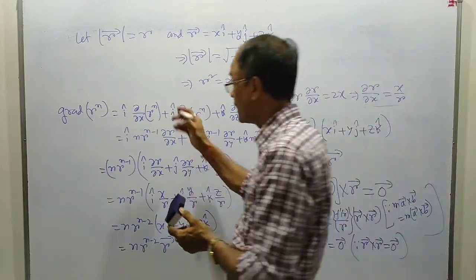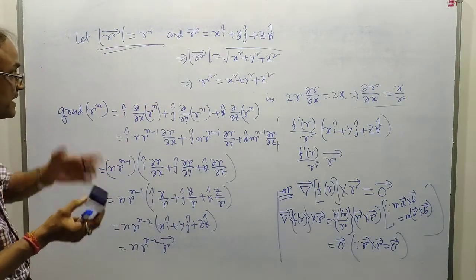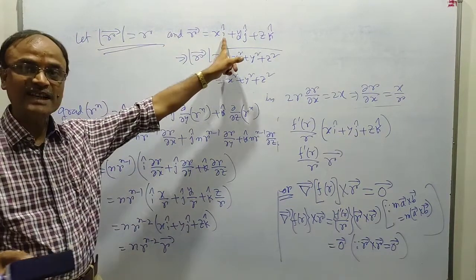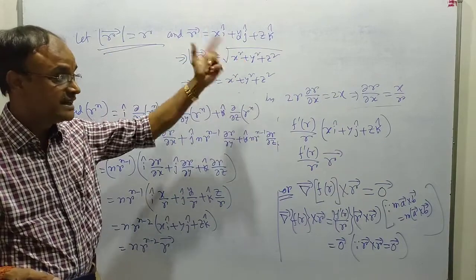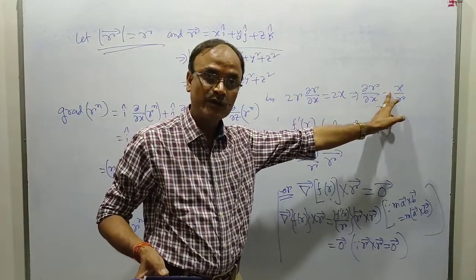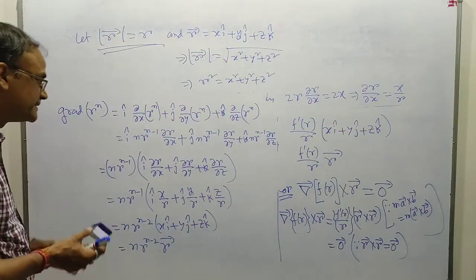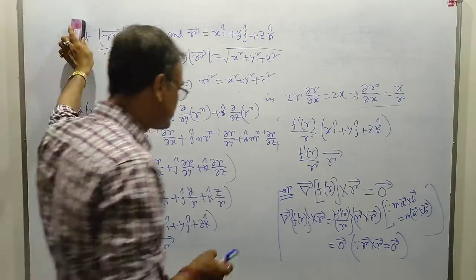And it is given R, the magnitude of the vector R vector equal to R, and R vector is equal to x i cap plus y j cap plus z k cap. In this case, delta R by delta x is equal to x by R, delta R by delta y is y by R, and delta R by delta z is equal to z by R. Right?